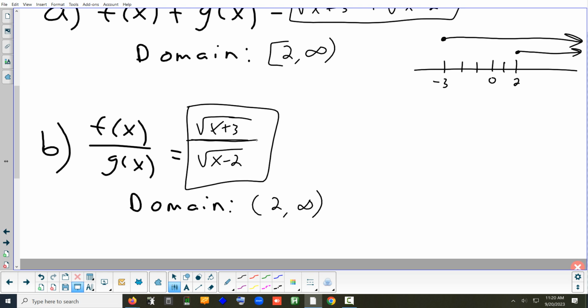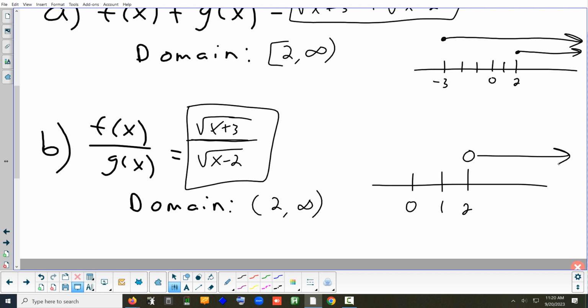Does f of x always have to be on the top? No, it could be g of x divided by f of x. Yep, could be any order. What's the difference between the bracket and parentheses again? Bracket means you can include the number 2. Parenthesis means you cannot include it. So if you did this as an inequality, it would mean this. Open circle on 2, shade right. Bracket would be closed circle. That's the difference.